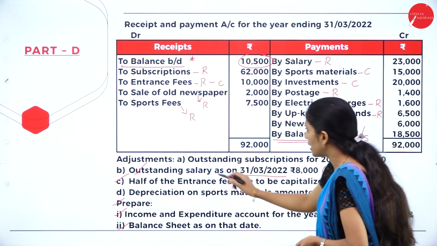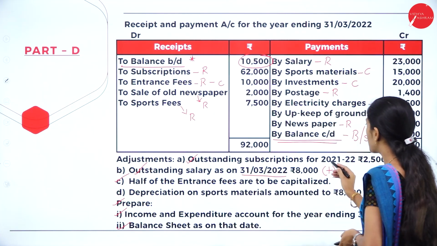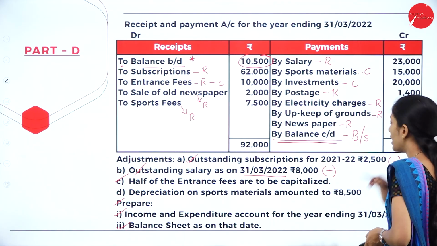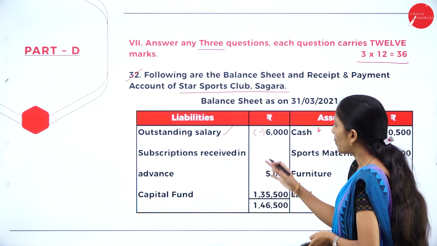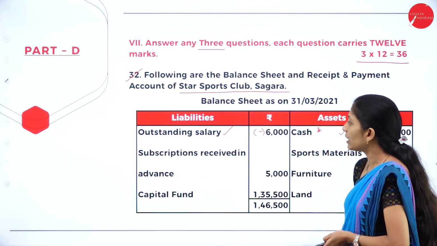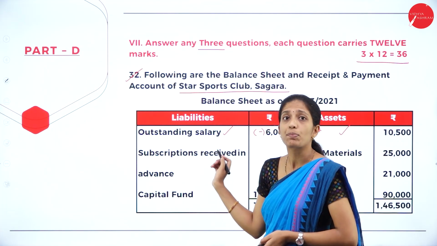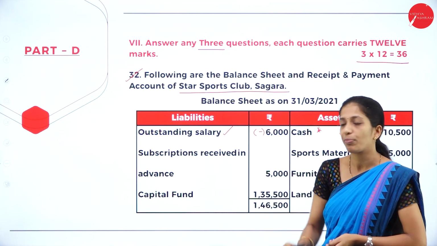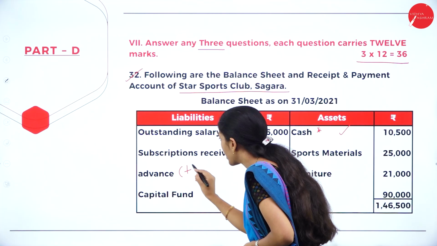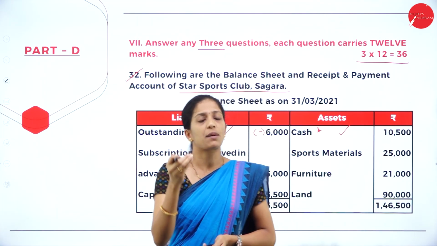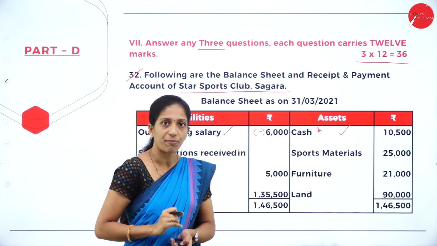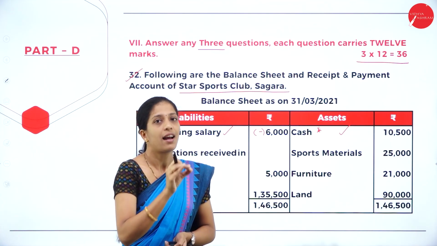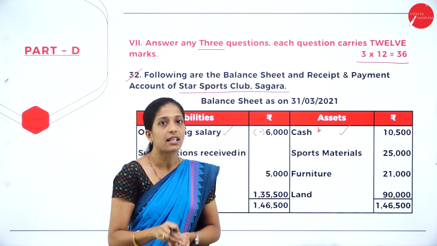But see any adjustment relating to subscription. Yes, we have outstanding subscription of 2021-22, in the sense current year. So what do we do? Add. In the same way, see the opening balance sheet. Do we have anything relating to subscription? Yes, we have subscription received in advance at the beginning of the year, in the sense it is of previous year. So what you have to do? Add. So here remember, outstanding subscription of current year add, outstanding subscription of previous year minus. Subscription received in advance in the previous year add, received in advance in the current year minus.